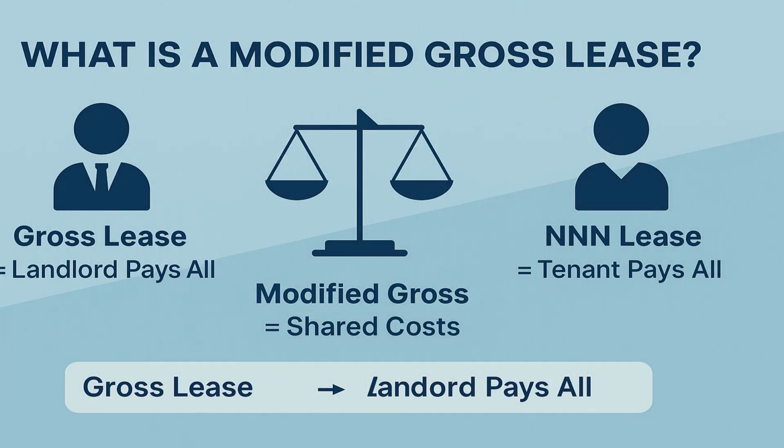A modified gross lease blends elements of gross and net. Base rent includes some operating expenses, while others are billed separately or only above a baseline.